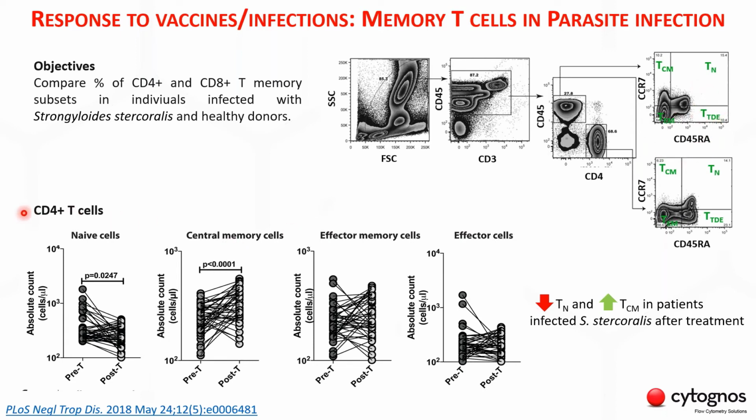In this case, regarding the CD4 positive T cells, they observed that after the treatment, the people infected with the worm have a decrease in naive T cells, and they present high levels of central memory T cells, but also they recover basal levels of effector cells. So with this antibody combination, you can perfectly follow up what is happening with the T cell response of the patient during the infection and after the treatment.